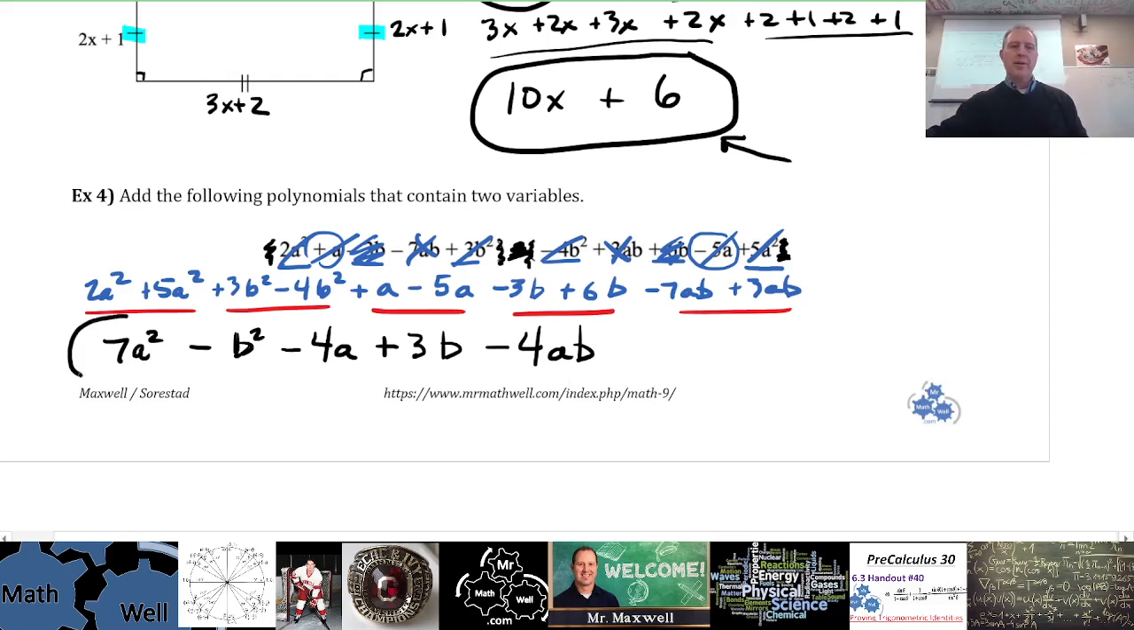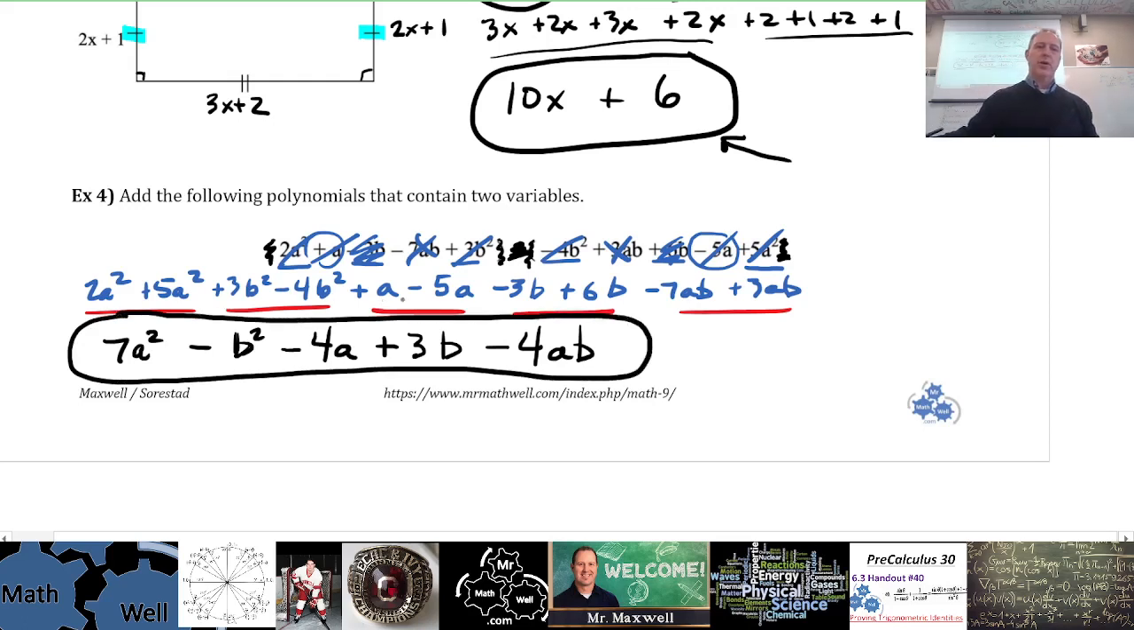Again, order doesn't matter. It gets a little complicated when you have multiple variables and all that stuff. So order doesn't matter really at all. Just don't worry about it as long as you've got the right coefficients in front of the right terms. Okay? All right. Everybody's good?